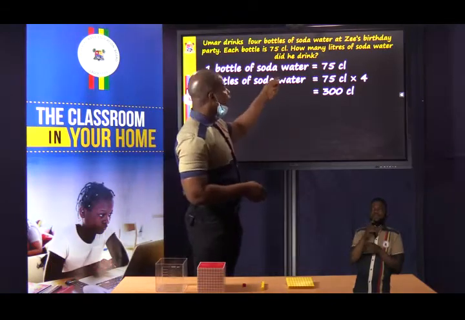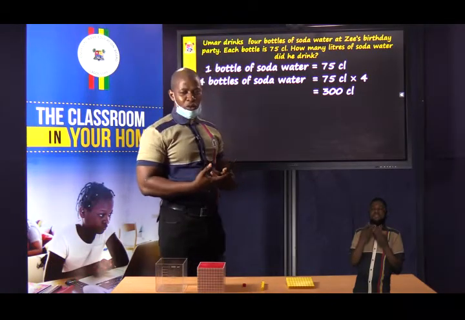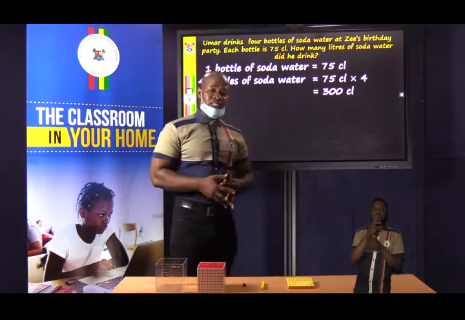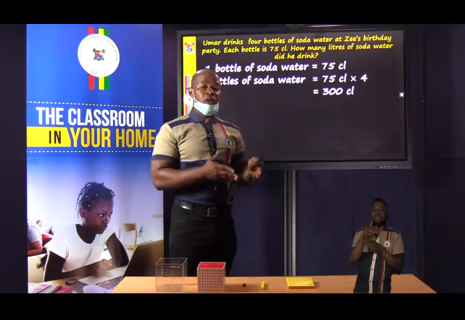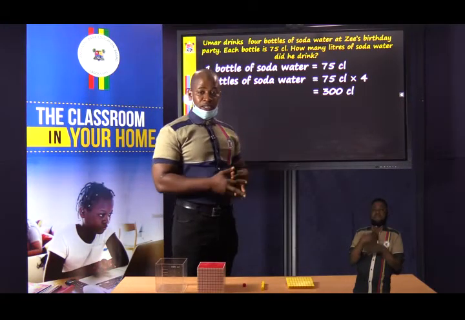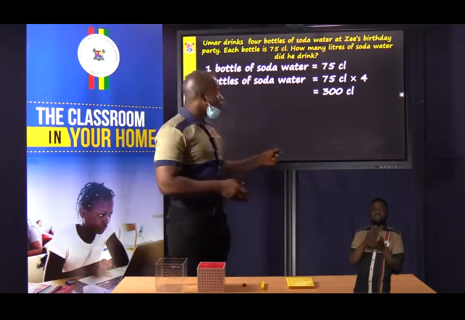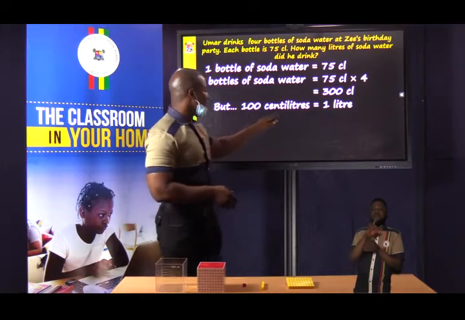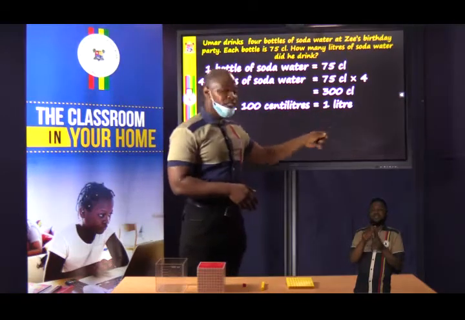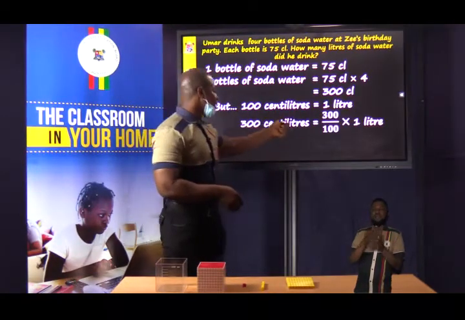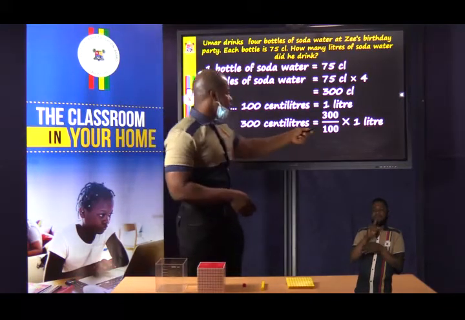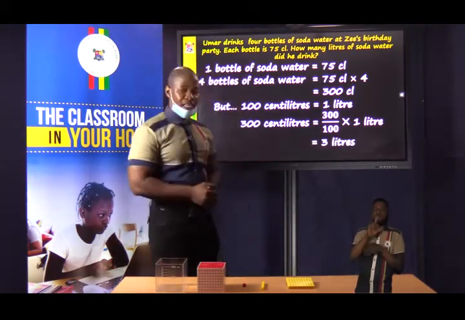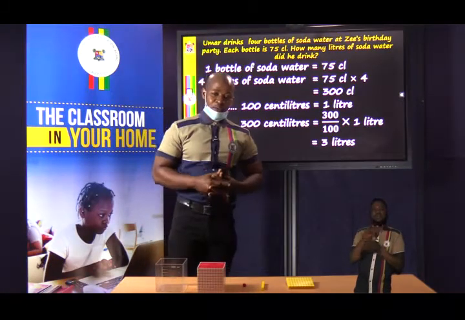Now the question says, how many liters of soda water is that? That is, we have to change these 300 centiliters to liters. Do you remember the number of centiliters that make up 1 liter? Of course you do. It's 100 centiliters. So if 100 centiliters is the same as 1 liter, then 300 centiliters will be, dividing 300 by 100, you get 3 liters. Is that your answer, my friend?